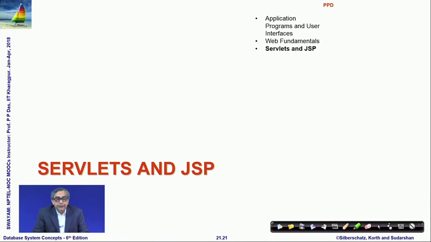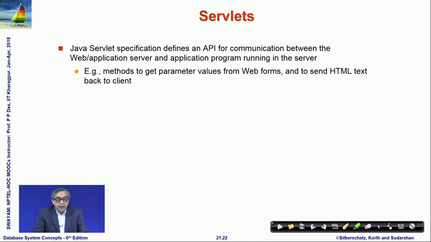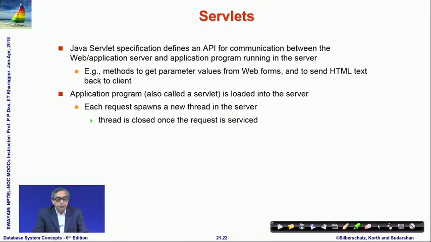Next, let us look into some of the core technologies that are involved. The first technology is called a servlet. Servlet is nothing but, as you can understand from the name itself, as a booklet is a very small book, a servlet is a very small server. So, it is a Java application which can do certain tasks.